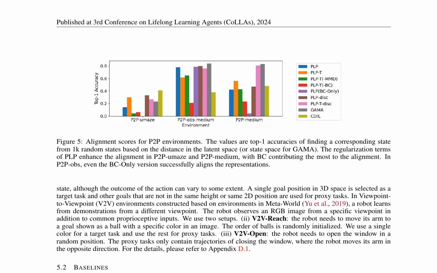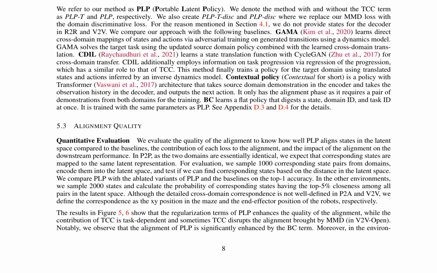The results show that the regularization terms of PLP enhance the alignment quality, with the BC term significantly contributing to the alignment. The study also compares PLP with several baselines, including GAMMA, CDIL, and contextual policy, highlighting the effectiveness of PLP in achieving better alignment and transfer performance.